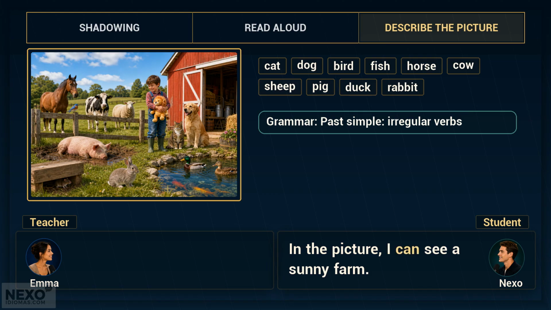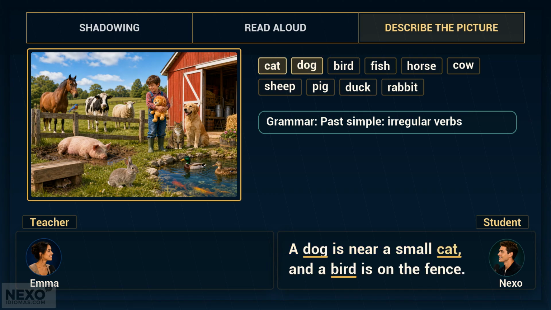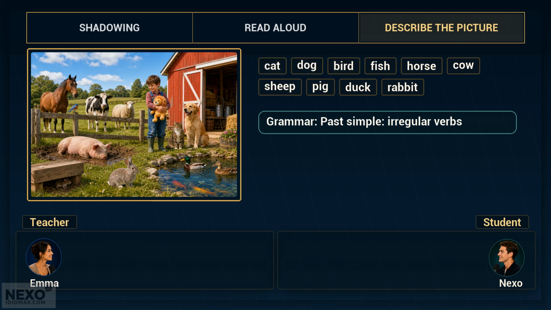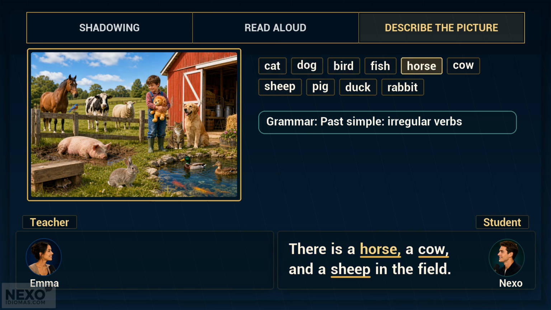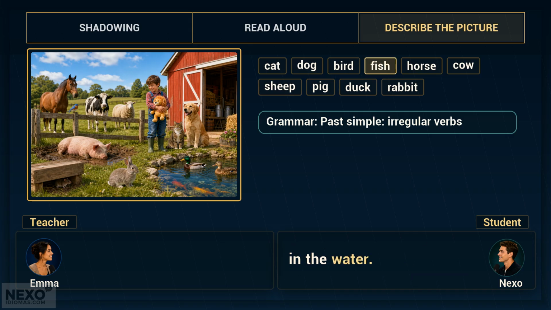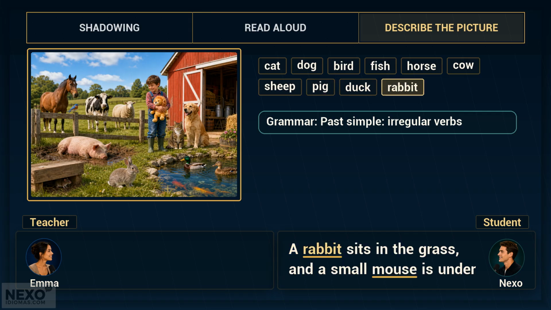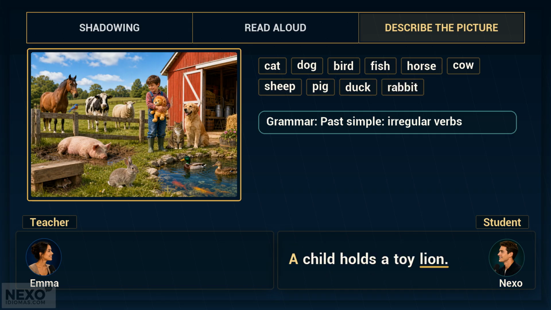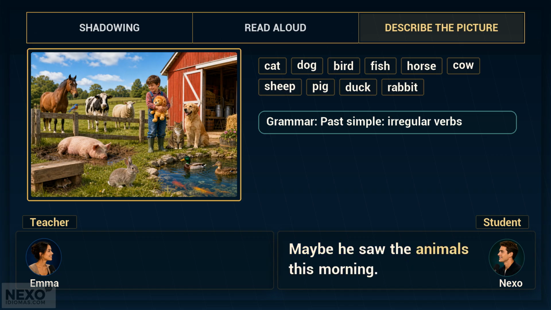In the picture, I can see a sunny farm. A dog is near a small cat, and a bird is on the fence. There is a horse, a cow, and a sheep in the field. Near the pond, 2 ducks swim, and orange fish are in the water. A pig sleeps by the barn. A rabbit sits in the grass, and a small mouse is under a box. A child holds a toy lion. Maybe he saw the animals this morning.